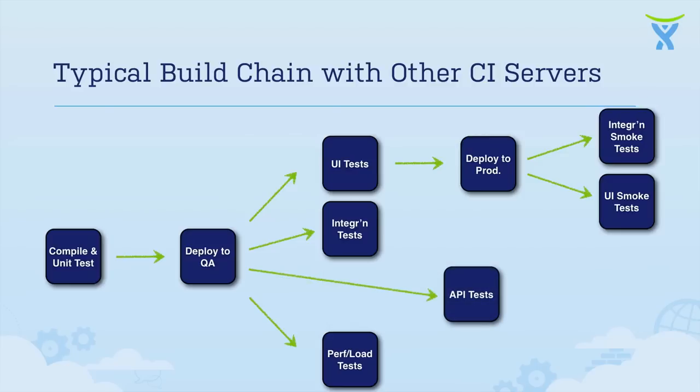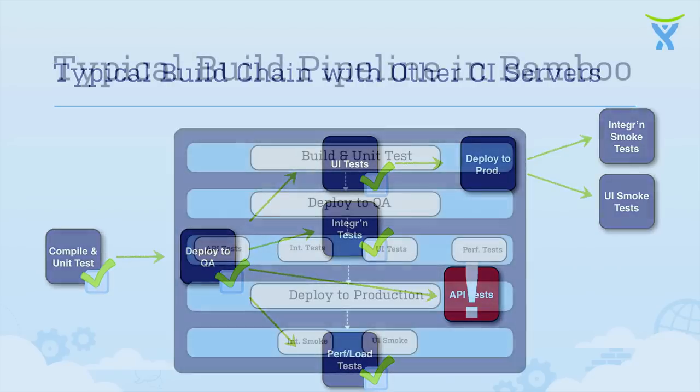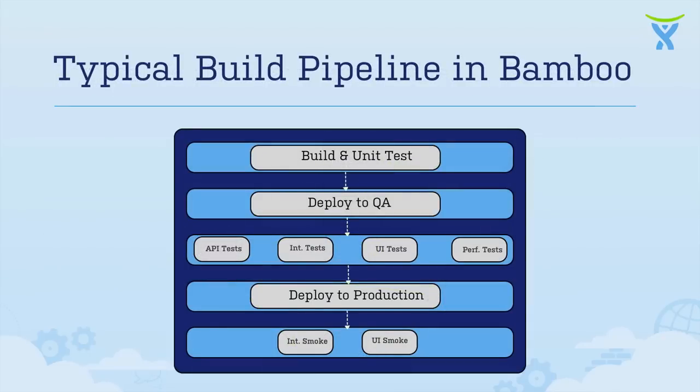But what happens when some other job finishes last? Or worse, what happens when some other job finds a regression? You certainly don't want to promote a bad build to the next environment, so you have to figure out some way to encapsulate all the parallel jobs and stop the whole works if there's a failure in any one of them. Bamboo is a little bit different.